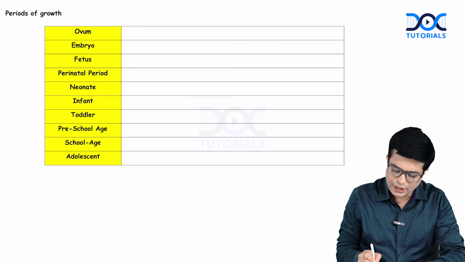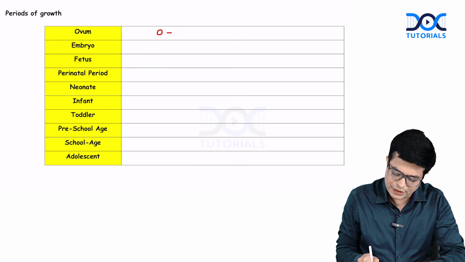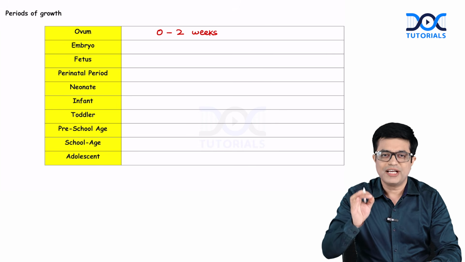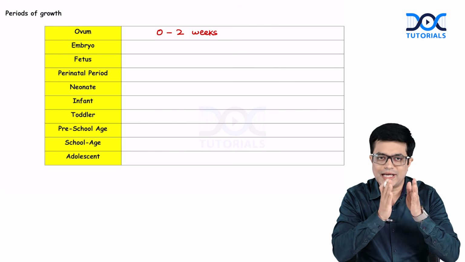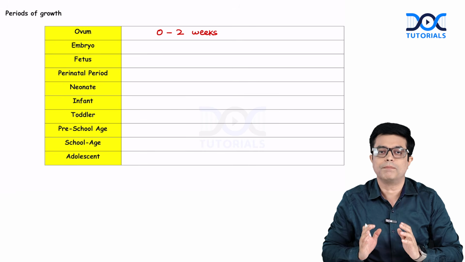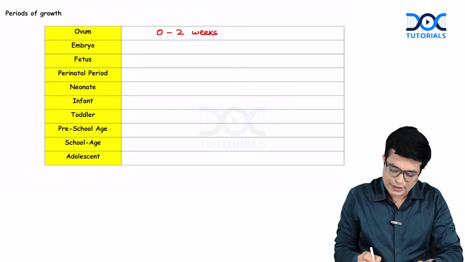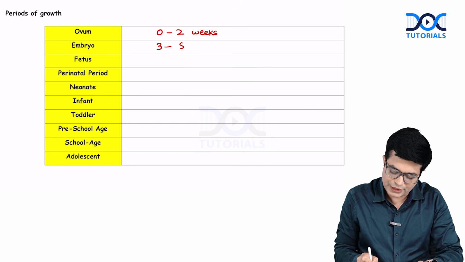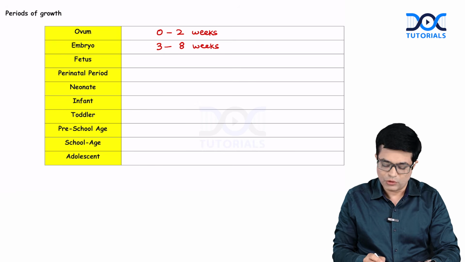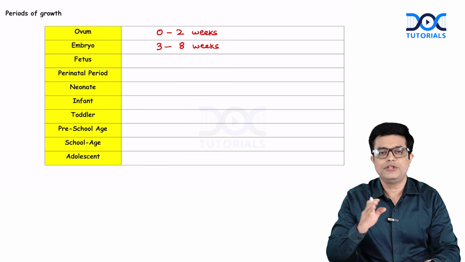So what is the ovum period? According to pediatric definitions, ovum period is the period from 0 to 2 weeks. What is 0? 0 is the point of conception. When the embryo is conceived, when the ovum is fertilized, from that point of time till about 2 weeks, the product of conception is called ovum. What is the embryo period? Embryo period extends from 3 to 8 weeks. So first 2 weeks, the fertilized ovum, the product of conception, is called simply ovum. What is the embryo period? It is the period extending from 3 to 8 weeks.